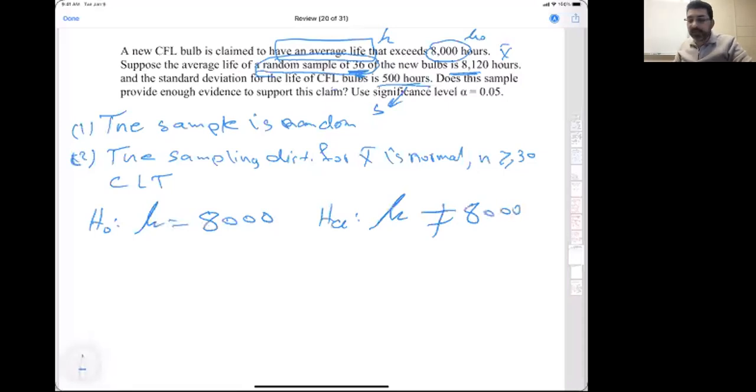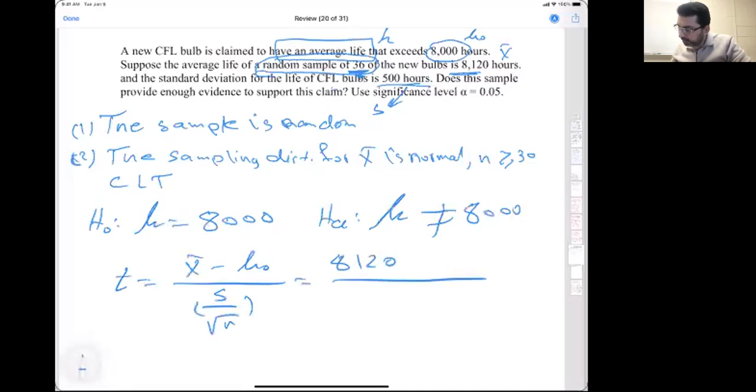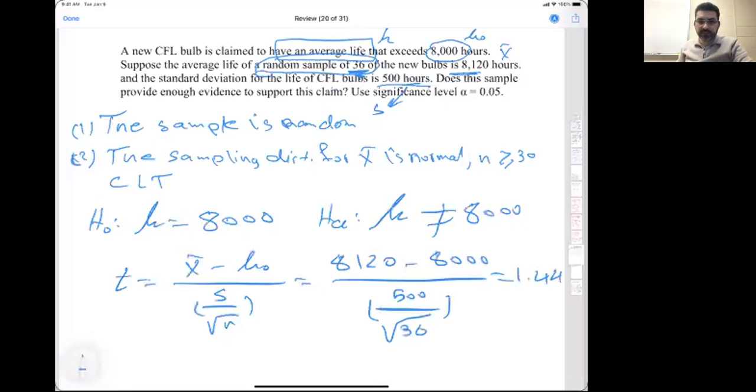Now you calculate the test statistic T, x bar minus mu naught, divided by S over square root of n. x bar 8,120 minus 8,000, divided by S, 500 over square root of 36. So it's equal to 1.44.